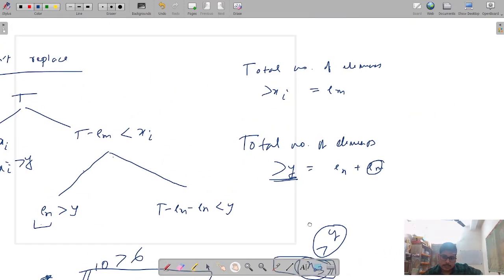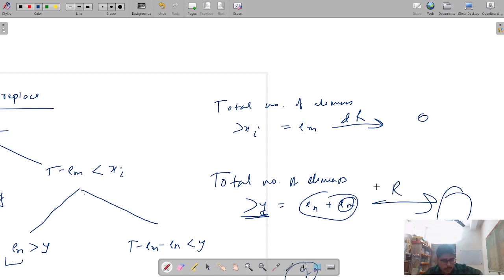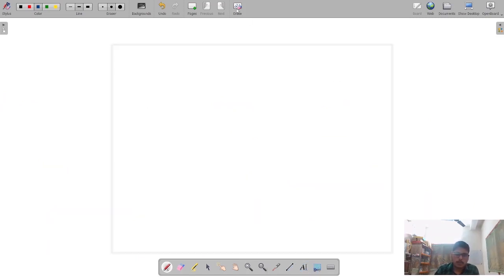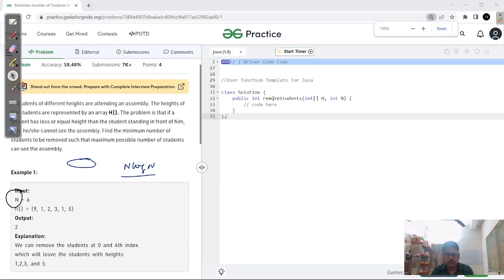So I get m number of elements, considering the don't replace case. Don't replace. And I get the replace case, this number of elements. So this is bigger, this is smaller, right? So that's why we have to consider this case, right? Okay. So you understood? So let's code. Let's use all these things.